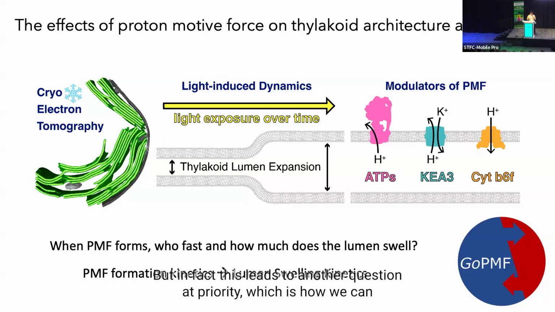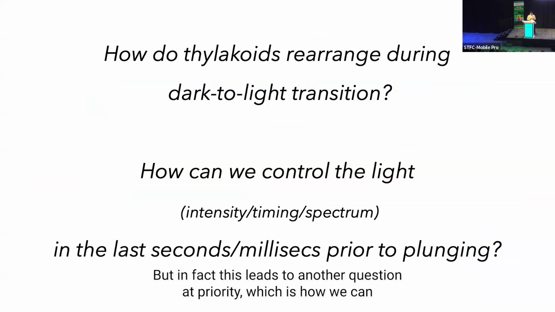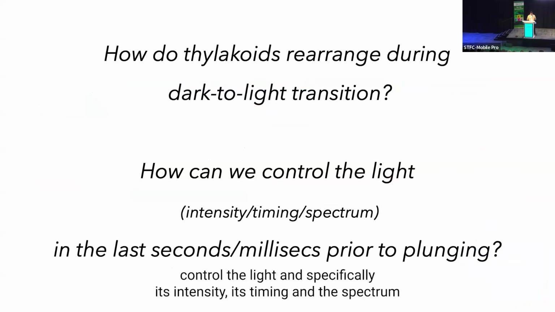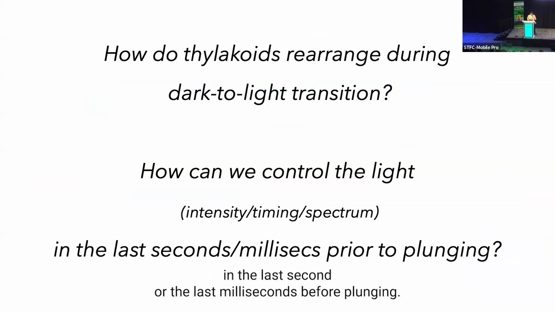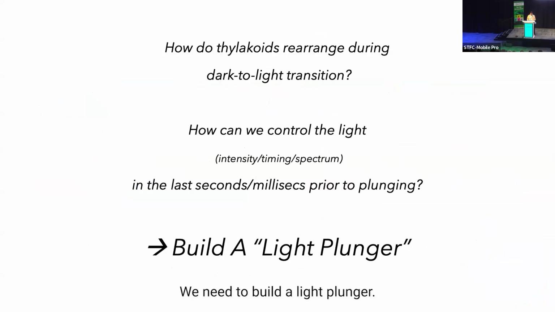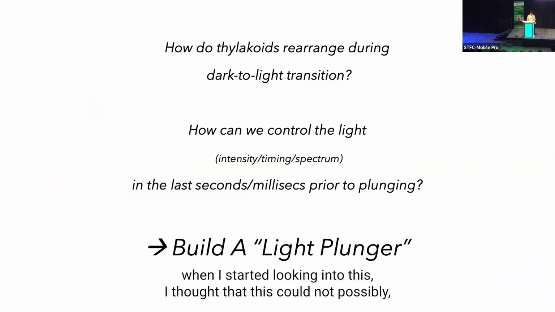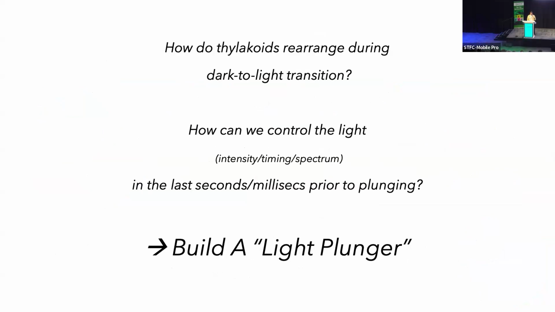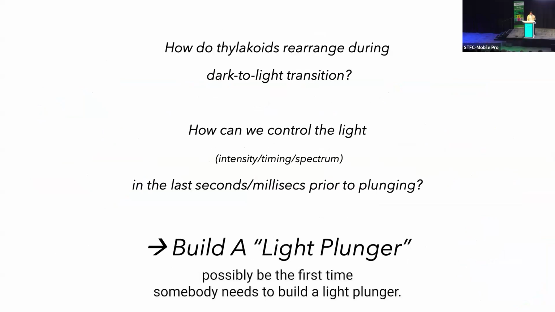So to do that, you can imagine that the biological question is clear, but in fact, this leads to another question a priori, which is how we can control the light, and specifically its intensity, its timing, and the spectrum in the last second or the last milliseconds before plunging. And the answer is quite naive. We need to build a light plunger. And sure enough, when I started looking into this, I thought that this could not possibly be the first time somebody needs to build a light plunger.